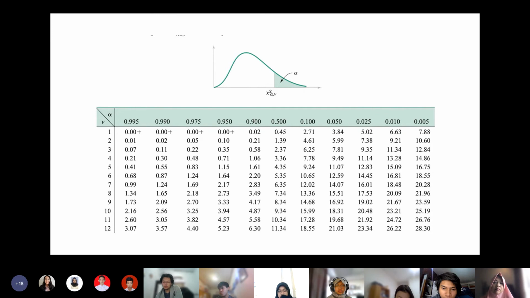So at degree of freedom of 10 and alpha of 0.05, we can find that our chi-square is 18.31. If we have a two-sided test at 5% significance level, we need to find the area at alpha divided by 2, or at 0.025. The rest is similar to the Z and T tables.